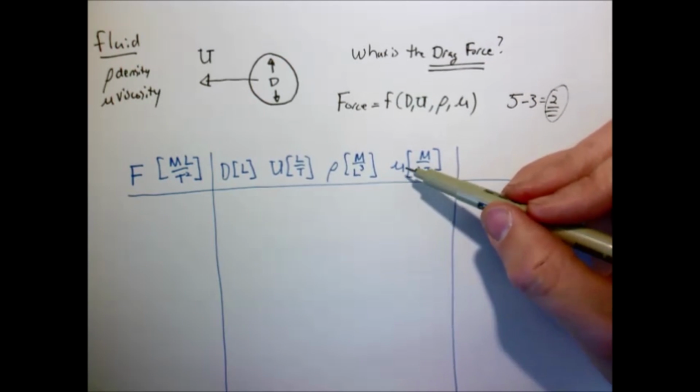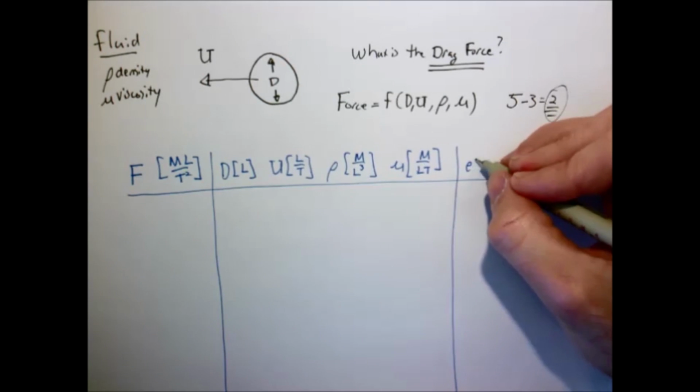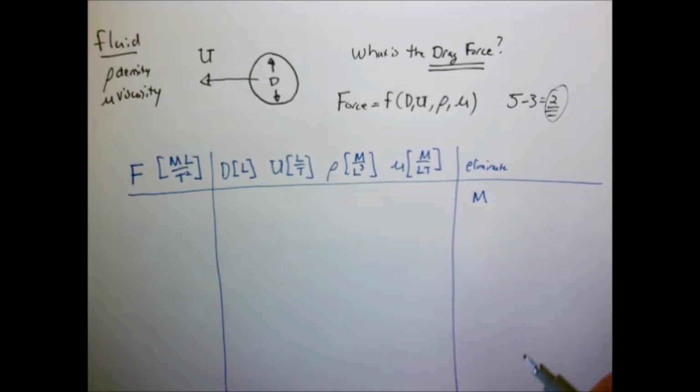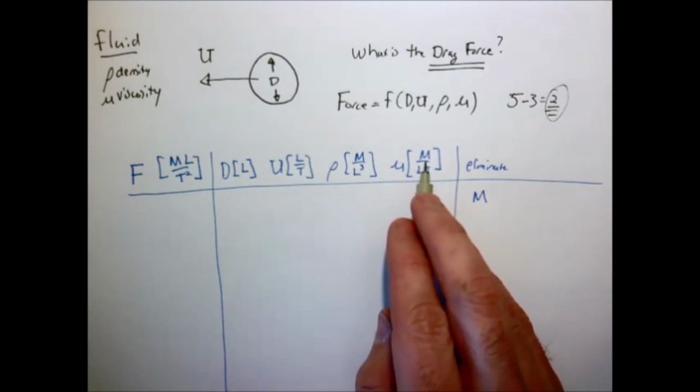So now we haven't discussed viscosity much, but it has units of M L over t. So now we're going to do the elimination. You can start with anything you like. I'm going to start with M. We see that we have M here, here, and here.